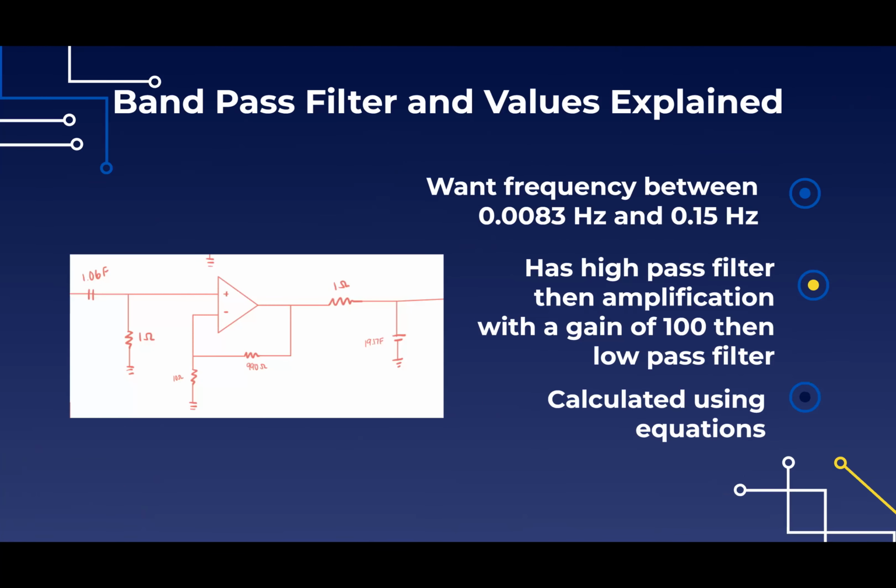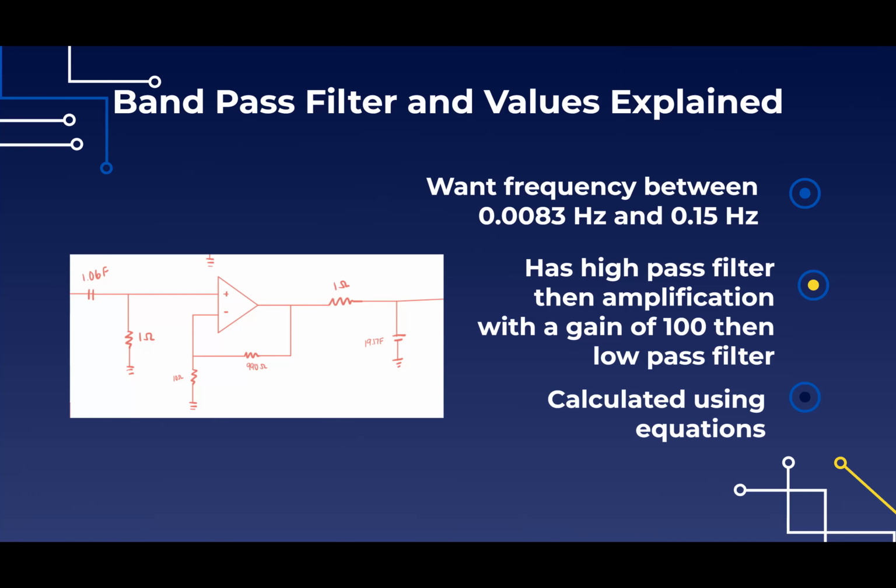Next, the signal will go through a bandpass filter, which only allows frequencies within a certain bandpass to pass through. It works by combining a high pass and low pass filter. In this specific circuit, we also introduce an amplification stage. Since the frequencies are small values, the stomach signals are between 0.0083 hertz and 0.15 hertz, we also computed a gain of 100. In order to do this, we had to use some equations.